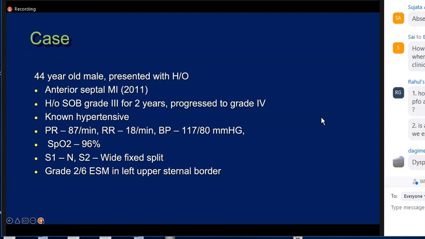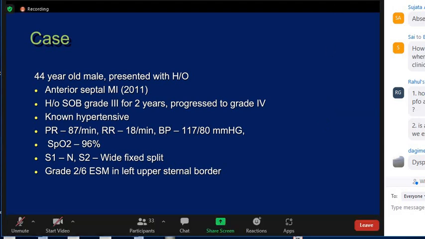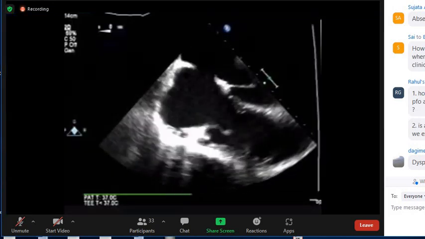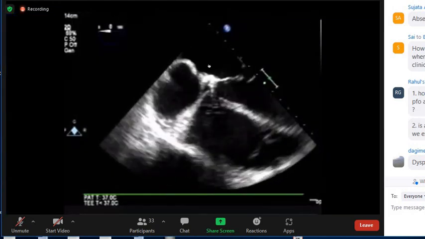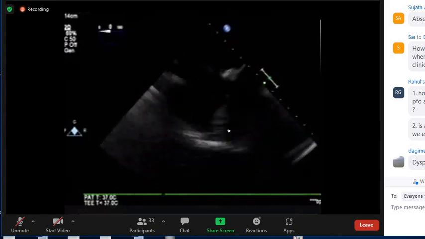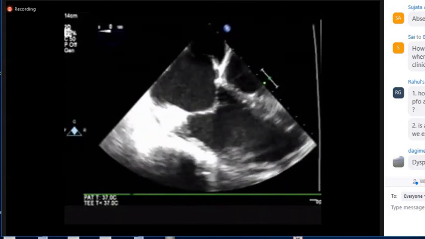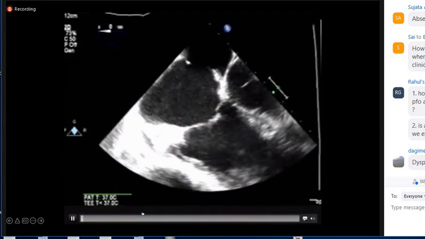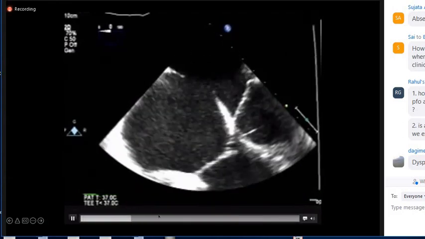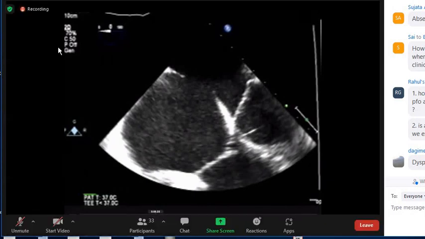This is a 44-year-old man who presented with an antiseptal MI in 2011, with shortness of breath and progressive dyspnea that worsened. He was having a wide fixed split. You can see a large ASD here. This is the right ventricle. I'm just going to show you the left ventricle also. The right ventricle is dilated here. That is the atrial septal communication.